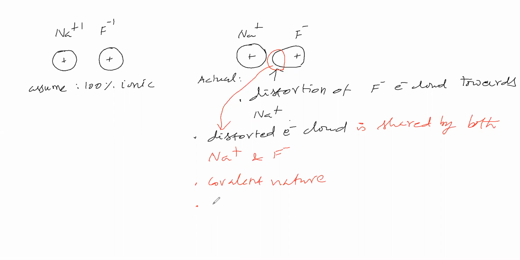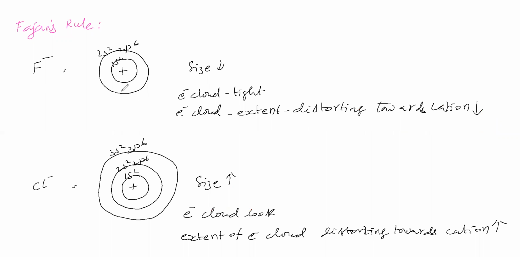Therefore, ionic nature is not 100%. How much covalent nature is created, that much ionic nature is decreased. Now we can say this F minus electron cloud is tightly bound, Cl minus electron cloud is loosely bound. Therefore, here the electron cloud is slightly distorting towards the cation, whereas here it is highly distorting towards the cation.